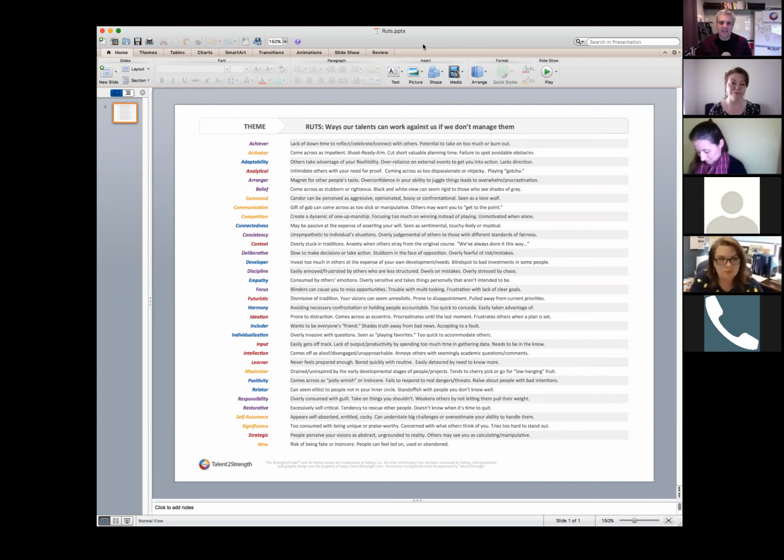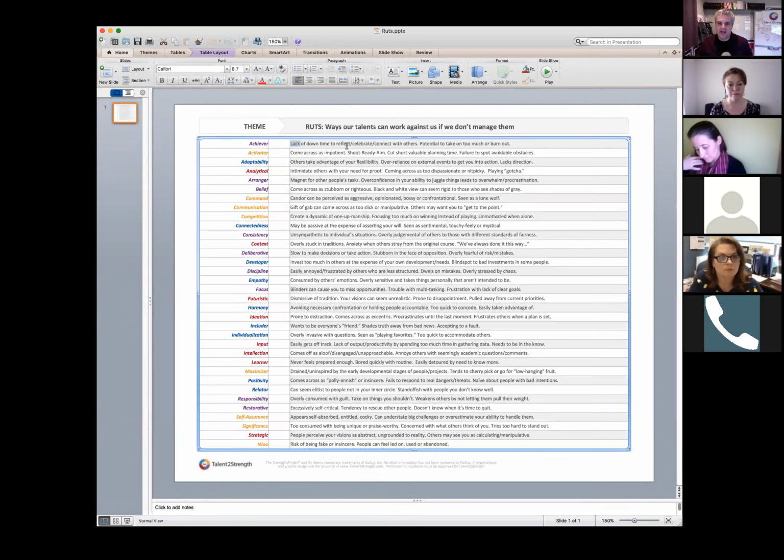So here I put up an example of the Ruts quick sheet. It's not a worksheet because there's nothing to write on here. It's a handout or a tool. So for achiever, we would say lack of downtime to reflect, celebrate, connect with others, potential to take on too much or burnout. You will also find this statement under theme anatomy for that theme. So it's just a sheet that pulls together the rut statements for each theme.